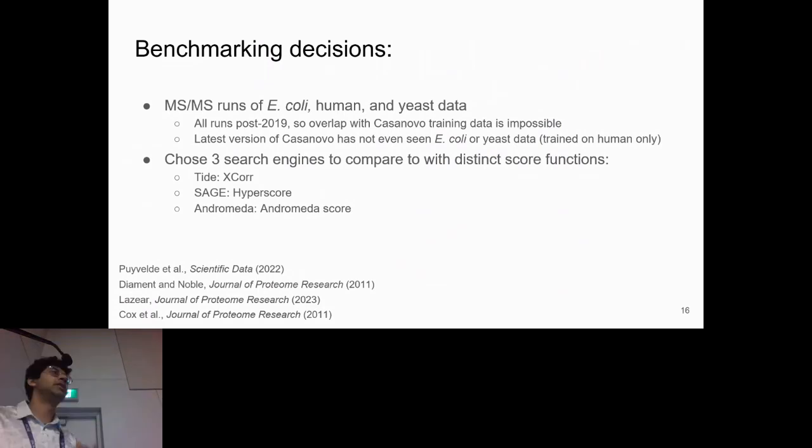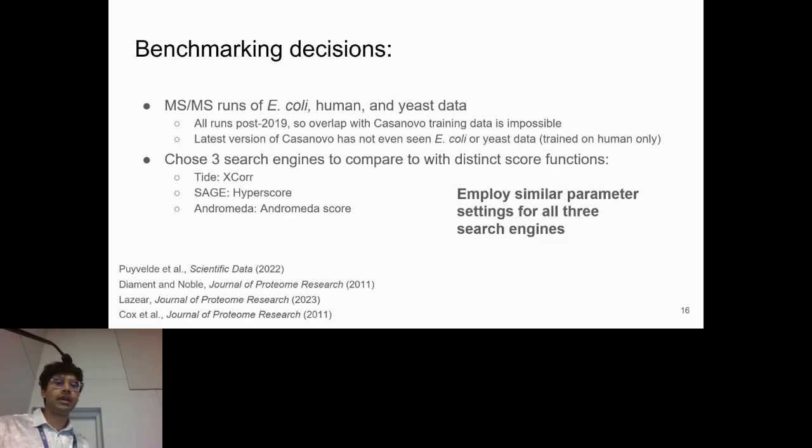We also chose 3 widely used search engines to compare against, although we're not really comparing against the search engines, we're comparing against the score function. So we use Tide, which has the XCorr score function, Sage, which uses hyperscore, and Andromeda, which uses the Andromeda score function. So these are the comparisons, just setting up the experiments that I'm going to show in the next couple slides. And we also made sure to try and employ the exact same parameter settings for all these search engines, so that really what we're comparing is CasanovaDB as a score function versus these other score functions, not necessarily a database search.